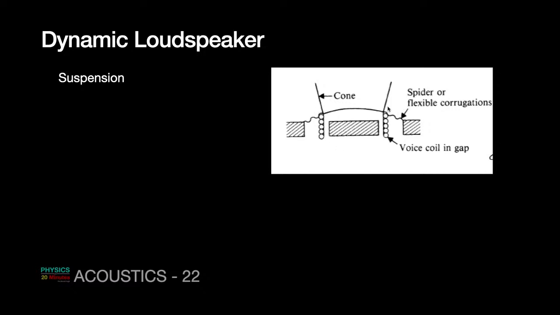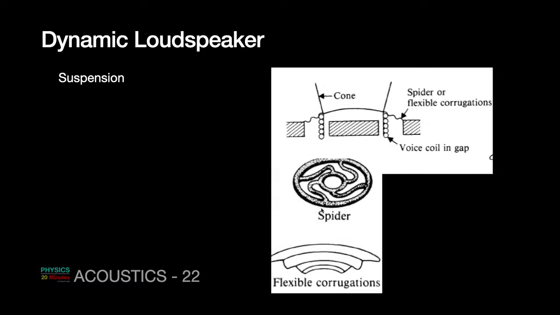Remember, the coil assembly is connected to the cone, and the coil-cone assembly is connected to the magnet with the help of a spring-like flexible arrangement, which is normally referred to as the spider. It may look like this. This is the outer section where the cone is attached, and this is the inner section where the magnet is attached. So it can vibrate back and forth.